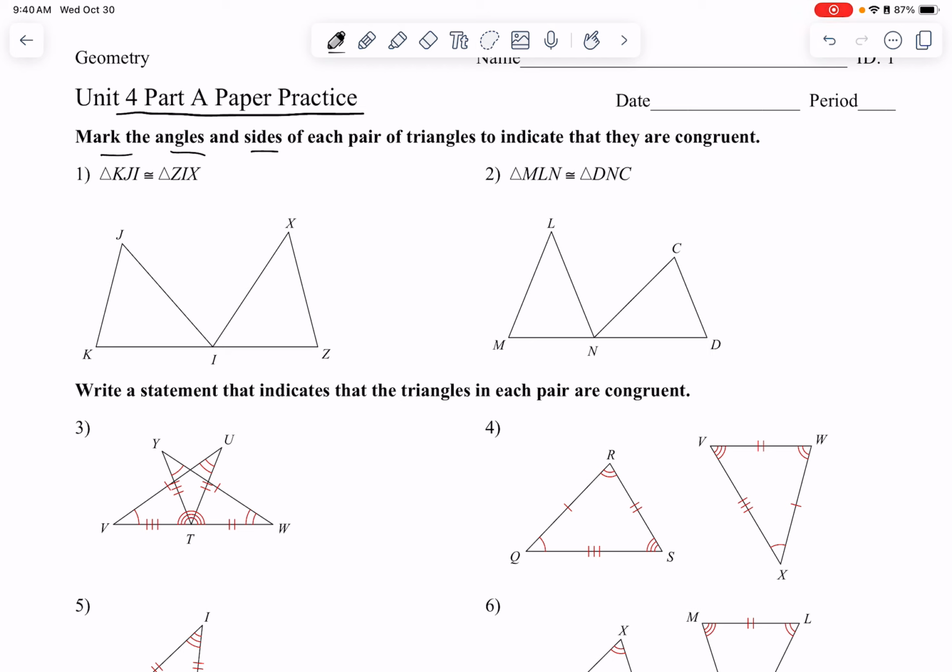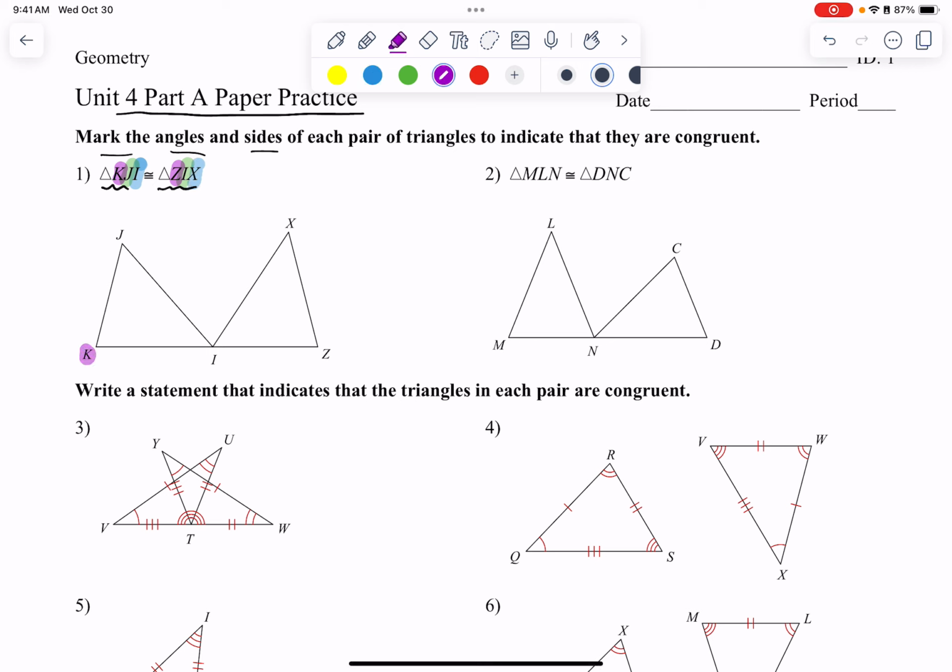So they're going to show us, hey, here are the matching parts. In other words, K matches Z and J matches I, and then I from the first one matches X from the second one. So let's see if we can set that up. So here's K, and K is going to match Z, and then J is going to match I from this triangle, but then I from this triangle is going to match X from that triangle.